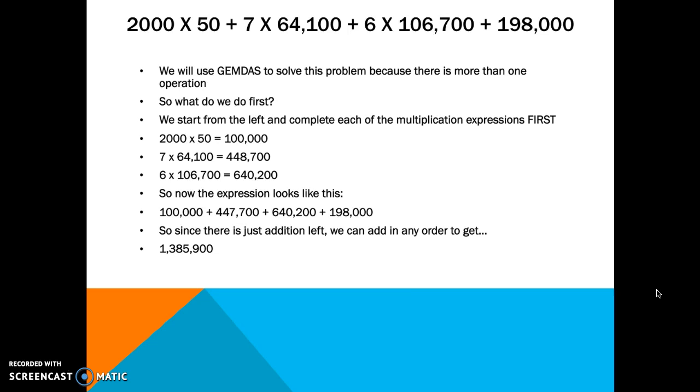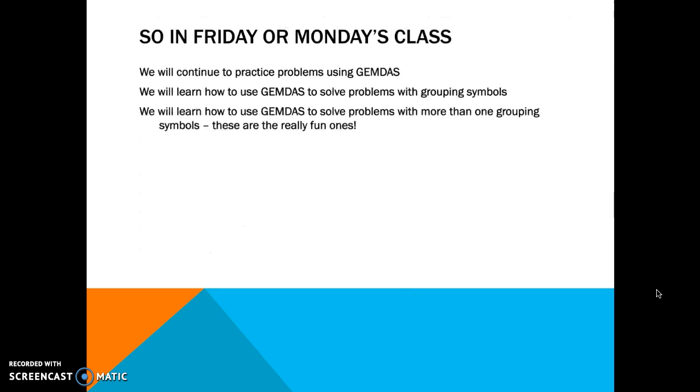So since we only have addition left, we can add in any order because the order doesn't matter when we're adding. If we added all of these ginormous numbers together, we would get 1,385,900. So again, we started with our multiplication. We did each of those 3 multiplication expressions, and then we just added our 4 sums together to get our final answer.